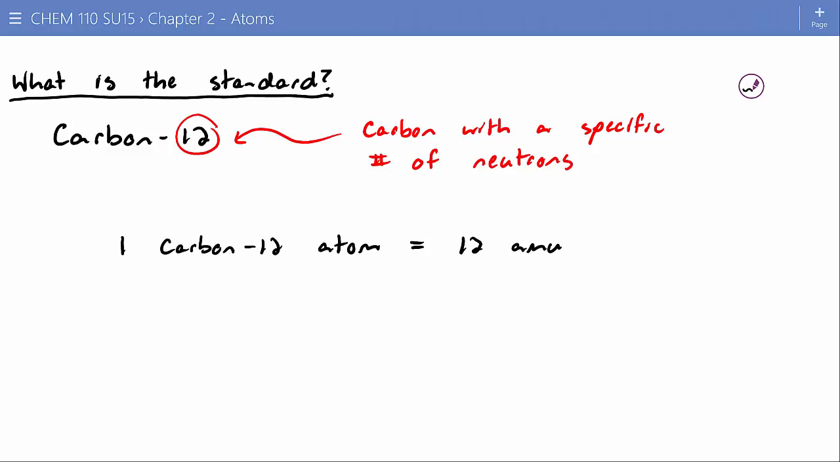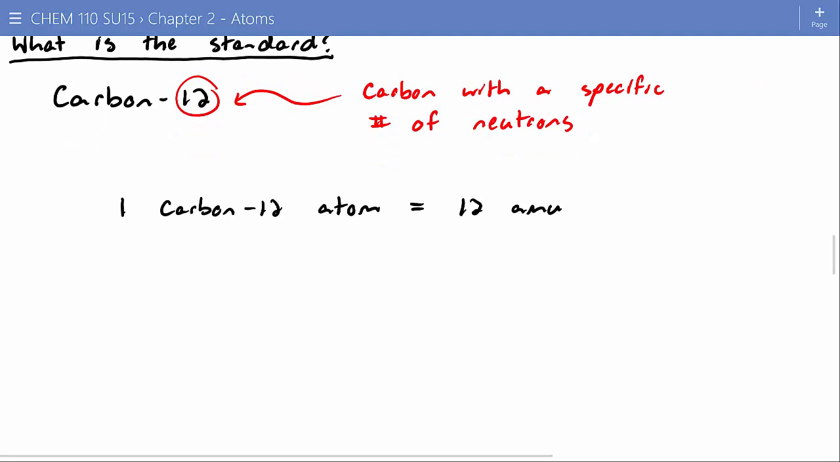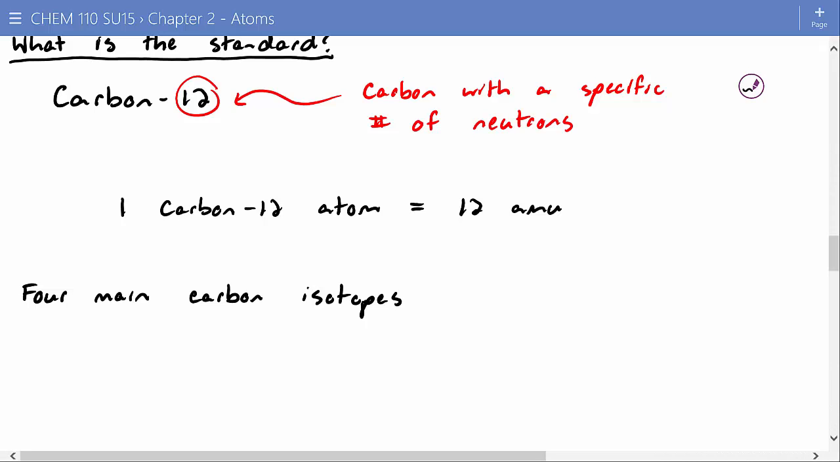12.0000000. It's exactly 12. The interesting thing is, if we look at the periodic table, the atomic mass listed on the periodic table is 12.011, which means we've got some other types of carbon out there. So let's talk about that. We've got 4 main isotopes of carbon. And what that means is it just has a different number of neutrons.